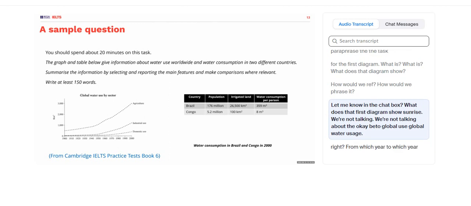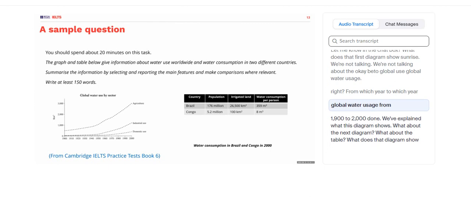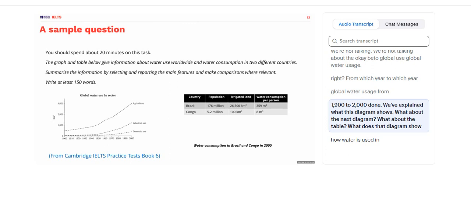Let me know in the chat box. What does that first diagram show? Global water usage, right? From which year to which year? Global water usage from 1900 to 2000. Done. We've explained what this diagram shows.